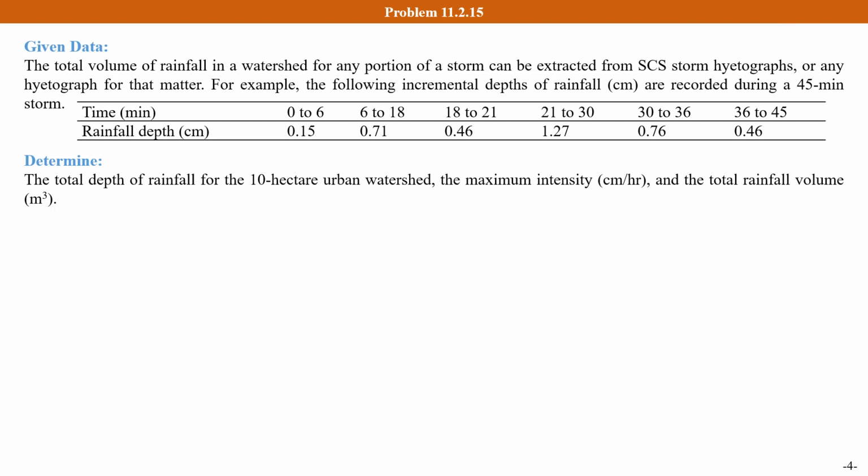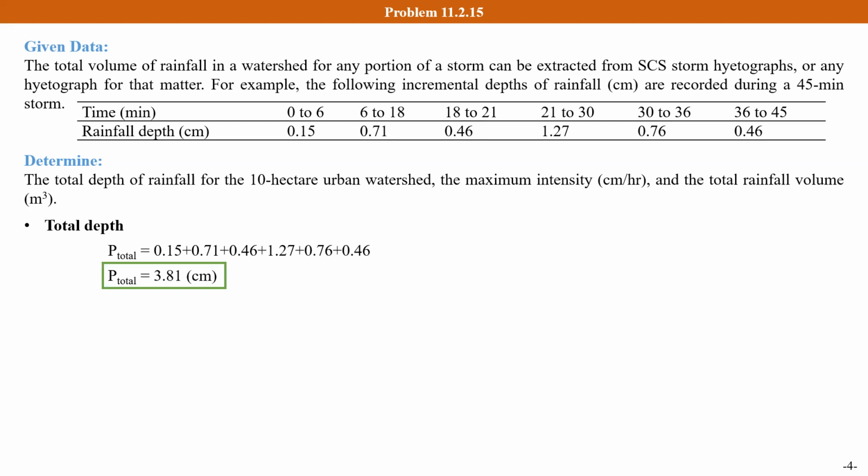Now let's move on to the last problem. In this problem, we know the incremental depth of rainfall during a 45-minute storm. We need to determine the total depth of rainfall for the 10-hectare urban watershed, the maximum intensity, and the total rainfall volume. Let's calculate the total depth first. To calculate the total depth, we should add the rainfall depths together. It should equal 3.81 centimeter.